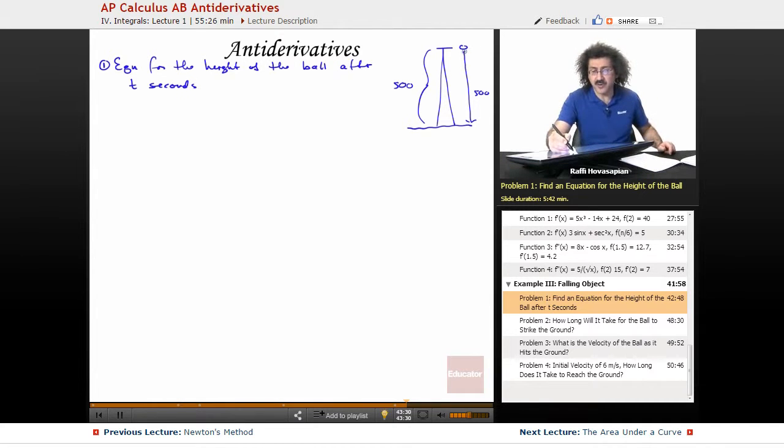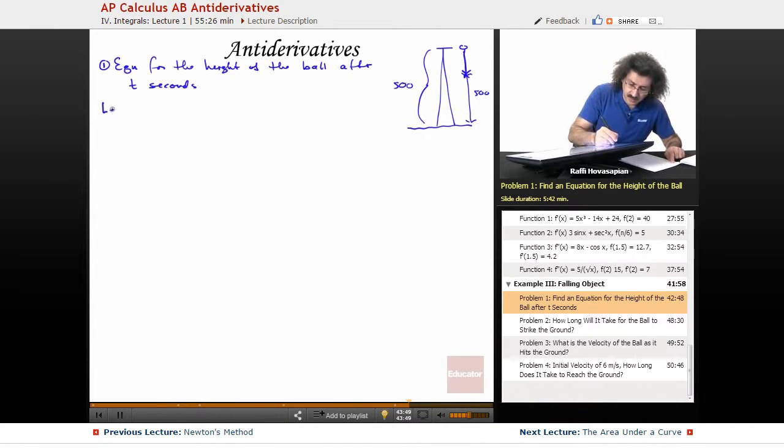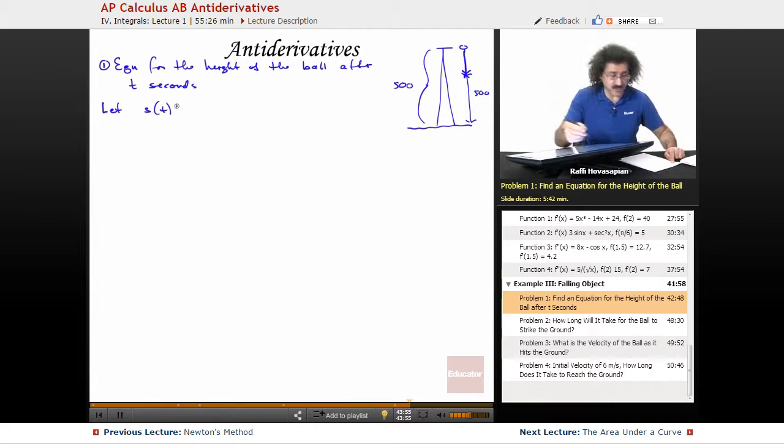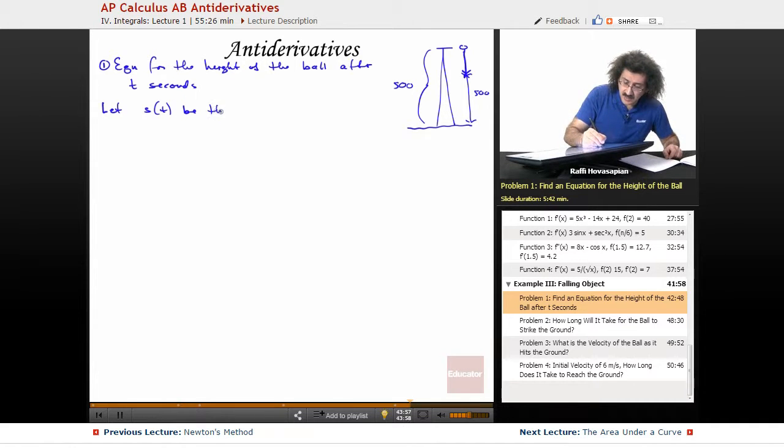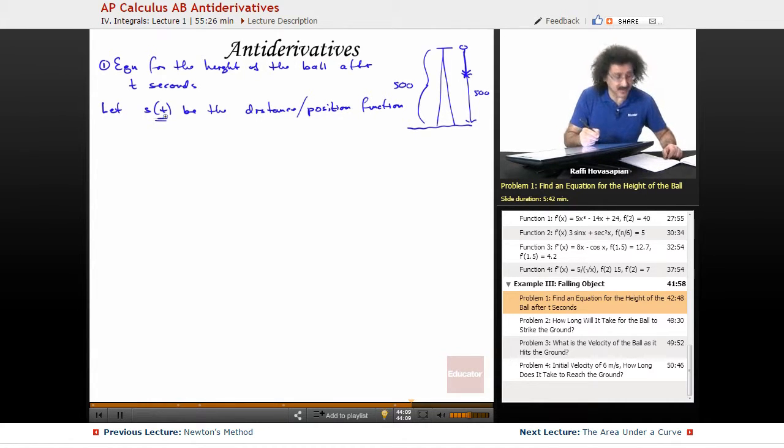After a certain number of seconds, the ball is going to be right there. The height is going to be 500 minus the distance that it actually traveled. So I'm going to find an equation for the distance that it traveled, and then take 500 minus that, and that will give us our equation. We will let s of t be the distance function, also called the position function. You remember we called it position before. That's the actual function that I'm looking for. I'm looking for s of t.